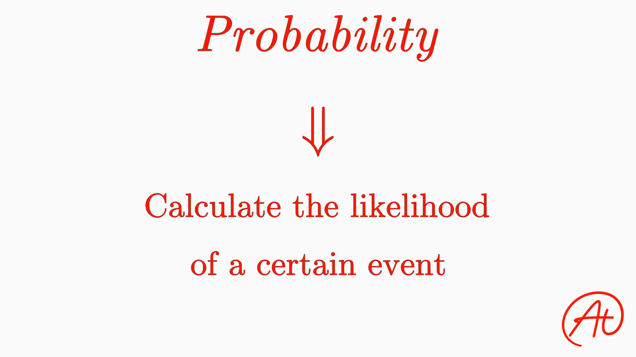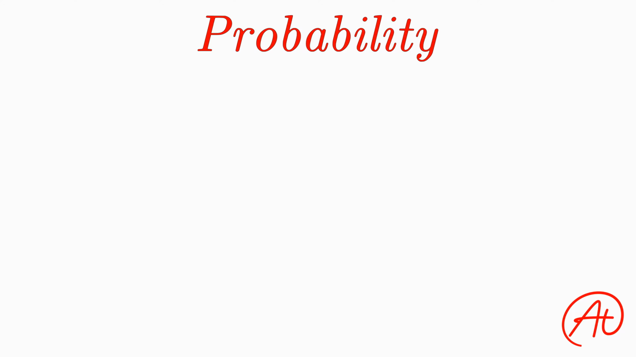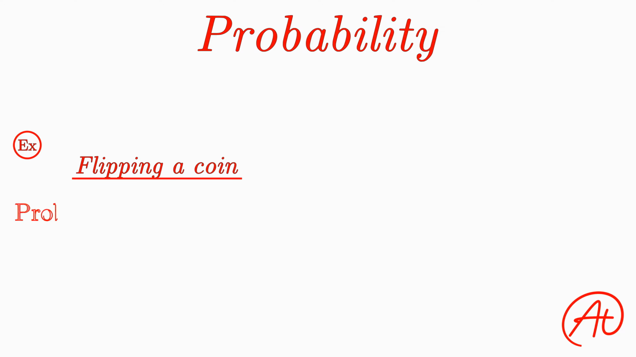To see how it works, let's look at one of the most common and simple examples of probability, flipping a coin. Now, if I were to ask you the probability of flipping a tails, most of you would intuitively be able to tell me that it's 0.5 or 50%. But how did you come up with that?